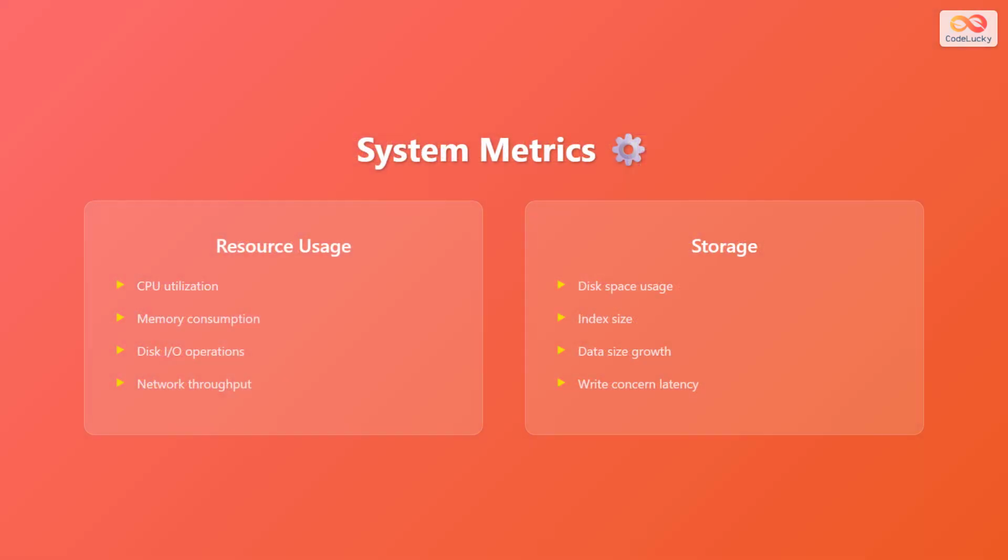Next, we have system metrics. For resource usage, track CPU utilization, memory consumption, disk input-output operations, and network throughput. When it comes to storage, you should monitor disk space usage, index size, data size growth, and write concern latency. System metrics help you understand how MongoDB is utilizing the server's resources and identify any potential bottlenecks.